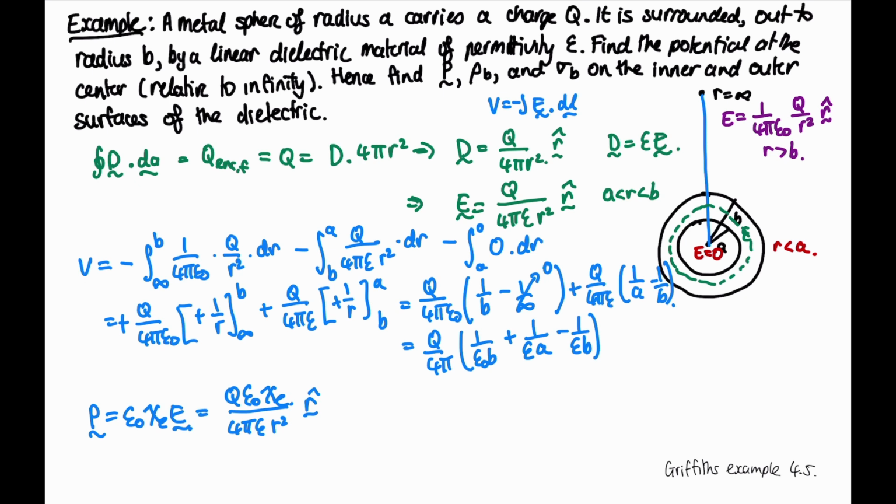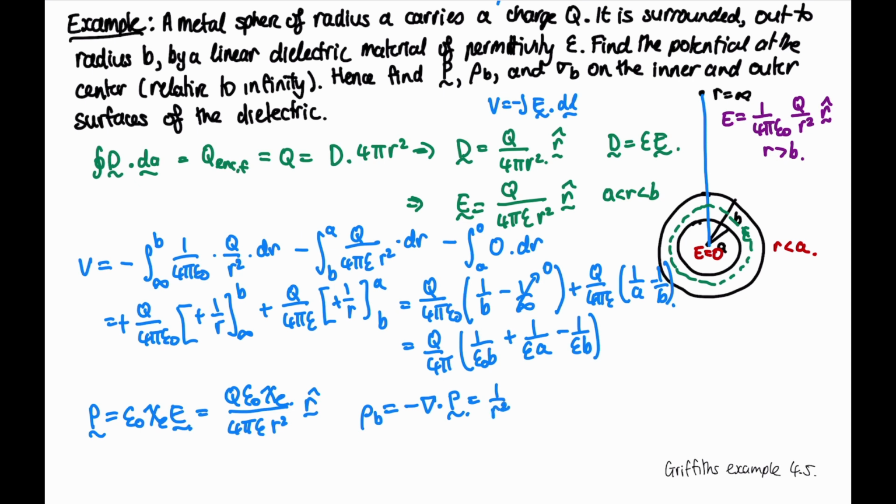Next, we need to work out the bound volume charge density. So to do that, we'll need to use that the bound volume charge density is negative the divergence of the polarization. So we've got the polarization here, so we just need to take the divergence of that. Because this only has an R component, we only need to worry about taking the derivative in the R direction. But remember, we are using spherical coordinates, so we do need to account for that.